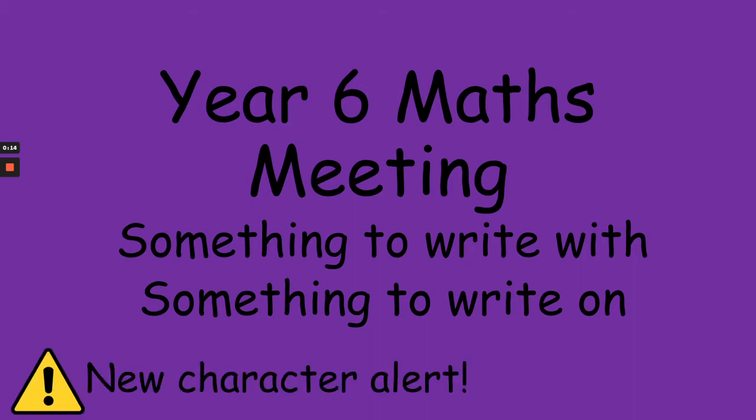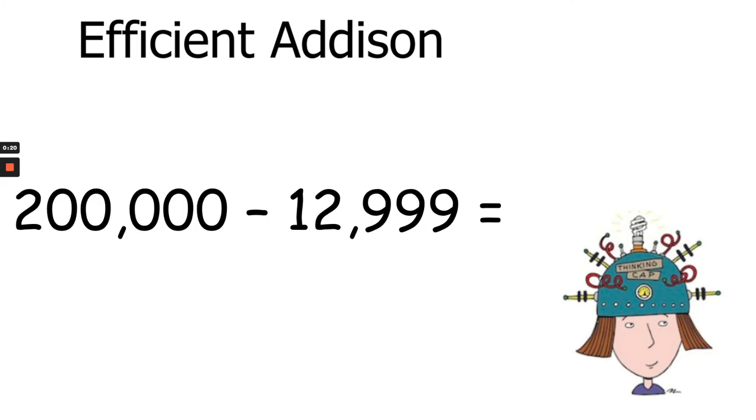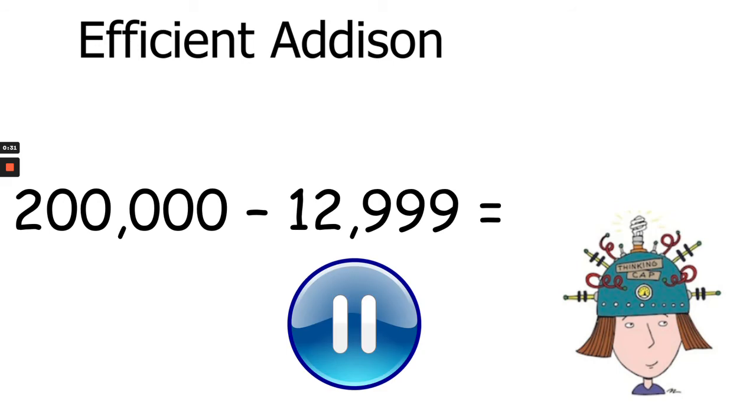We've got a new character today, a new character with a new method, so watch out for them. But let's get started with some familiar faces. We're going to kick off again with Addison. Addison is subtracting 12,999 from 200,000 using the most efficient method. So pause your video and use your method to solve this equation.